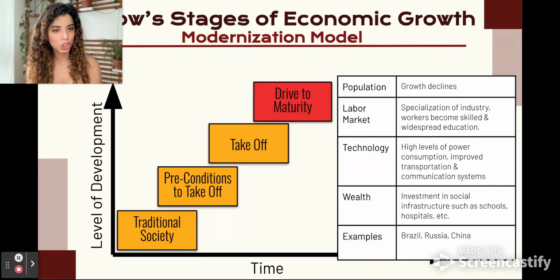Then the drive to maturity. Population, we see less of it, like growth is declining. The labor market. So we have specialization of industry, workers become skilled, and we have more widespread education. So we see that shift. High levels of power consumption, improved transportation and communication technologies. Investment in social infrastructure. So think of schools, hospitals, daycares, like elements that make your life more socially developed. Examples would be Brazil, Russia, China.